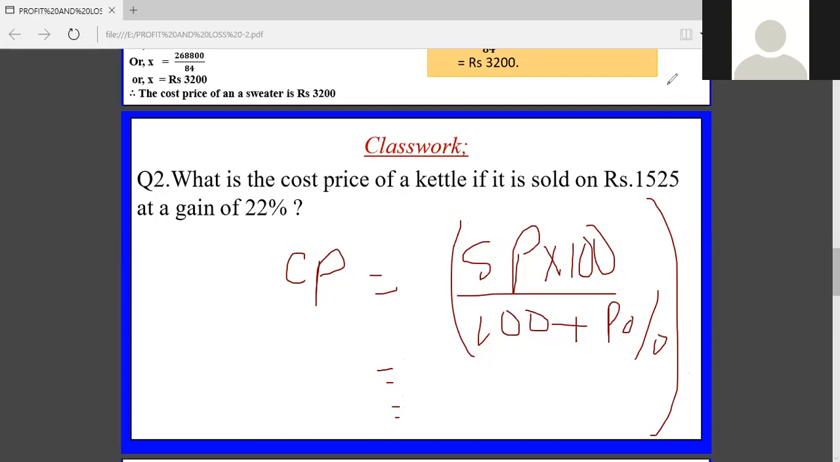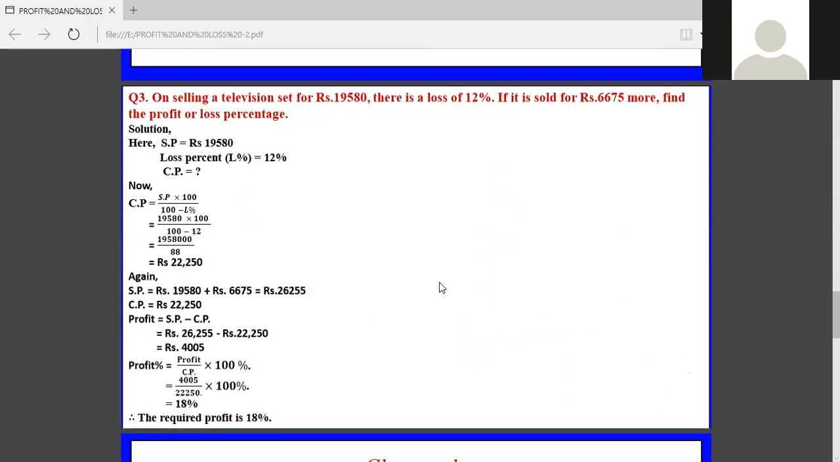Okay, Celine. Now here, I want to move to the next one. Okay, this question. In the book, this is 7 number 3. In the book, this is 7 number 3. This is the question 7 number 3 in the book. Okay, Celine. SP is given there. Loss percent is given there. Find CP first. This is the CP.